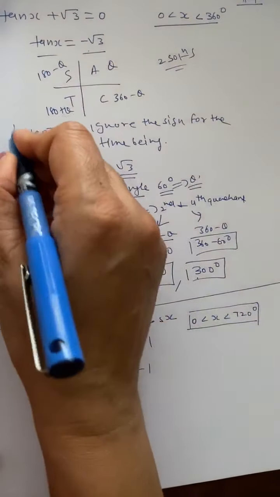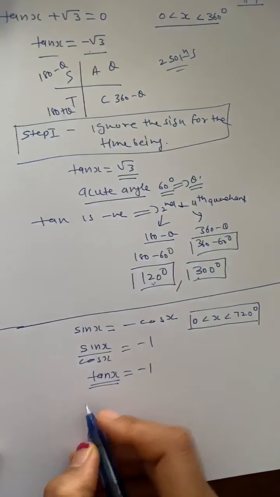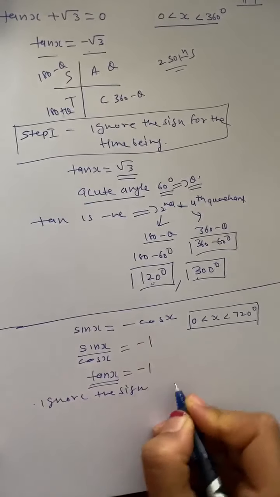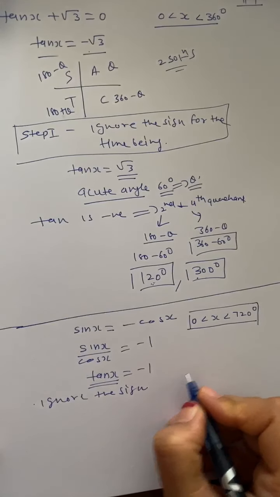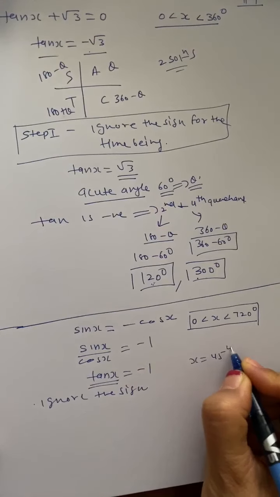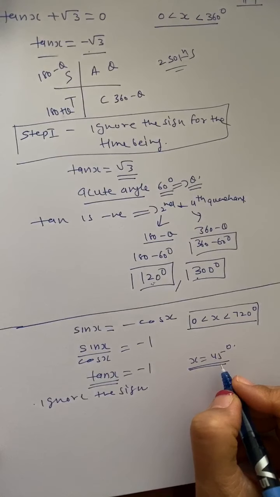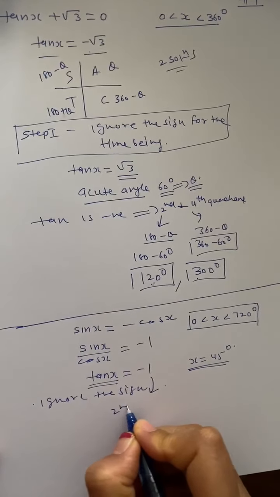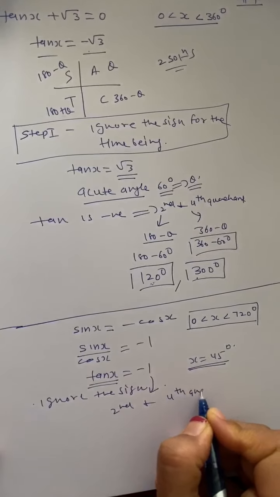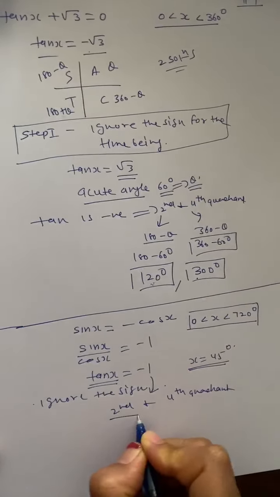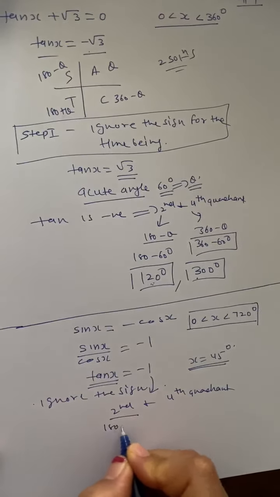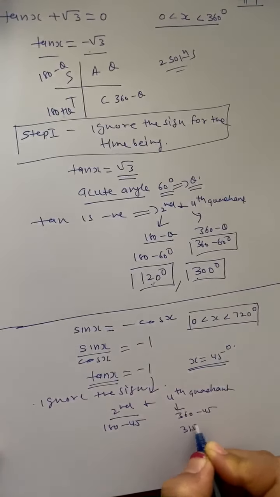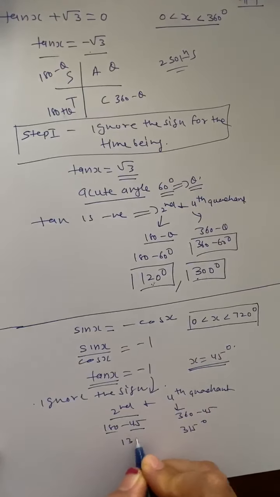Step number 1, as I said before, ignore the sign for the time being. So when you ignore the sign, what do you get here? You get tan x is 1, which corresponds to 45 degrees. But this is not the value, as I said. It's just the acute angle which we found. Tan x is negative in the second and fourth quadrants, very similar to what we did before. In the second quadrant we had 180 minus 45, and in the fourth quadrant 360 minus 45. So this gives me 315, and 180 minus 45 gives me 135.